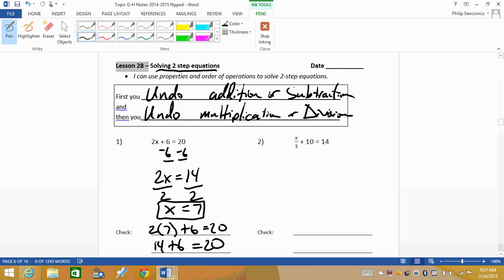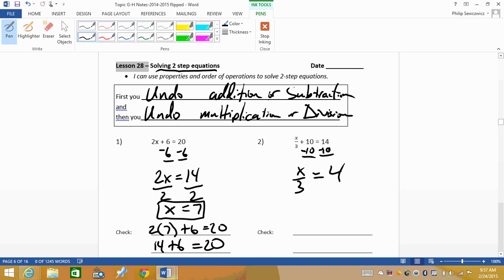Undo addition or subtraction first. So variables on the left-hand side. I see I am adding a 10. So I am going to subtract 10 from both sides. Again, we are undoing addition or subtraction first. So who's on the left-hand side? Well, it's x divided by 3. Who's on the right-hand side? Well, 14 minus 10, that's a 4.